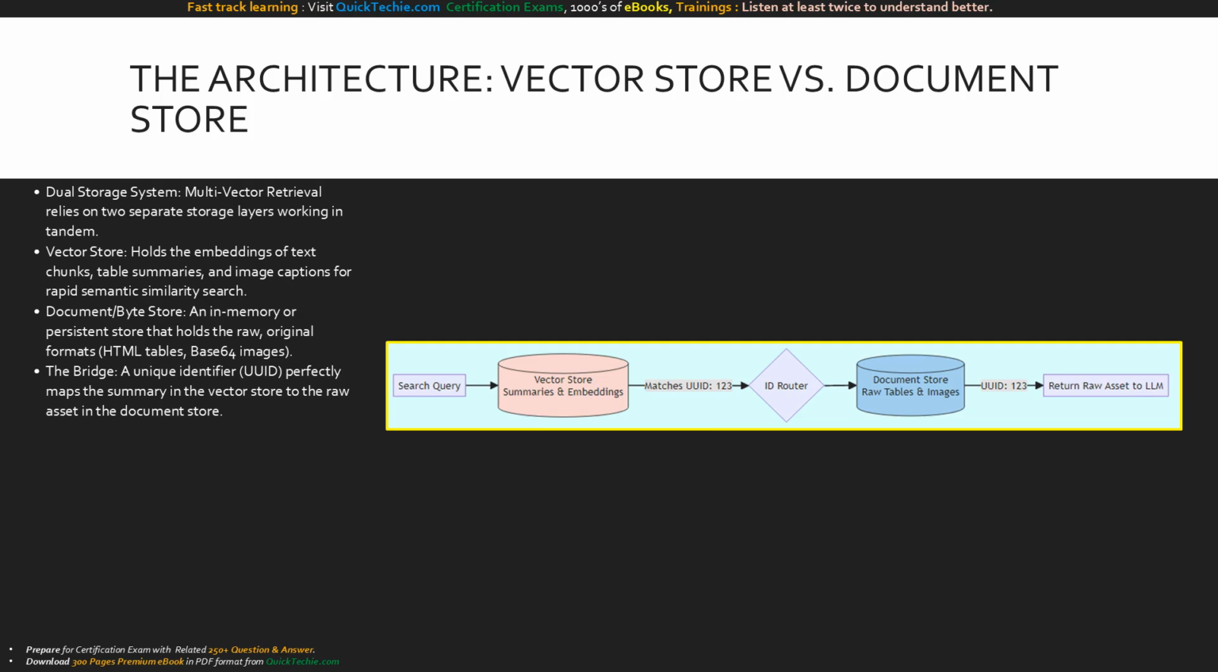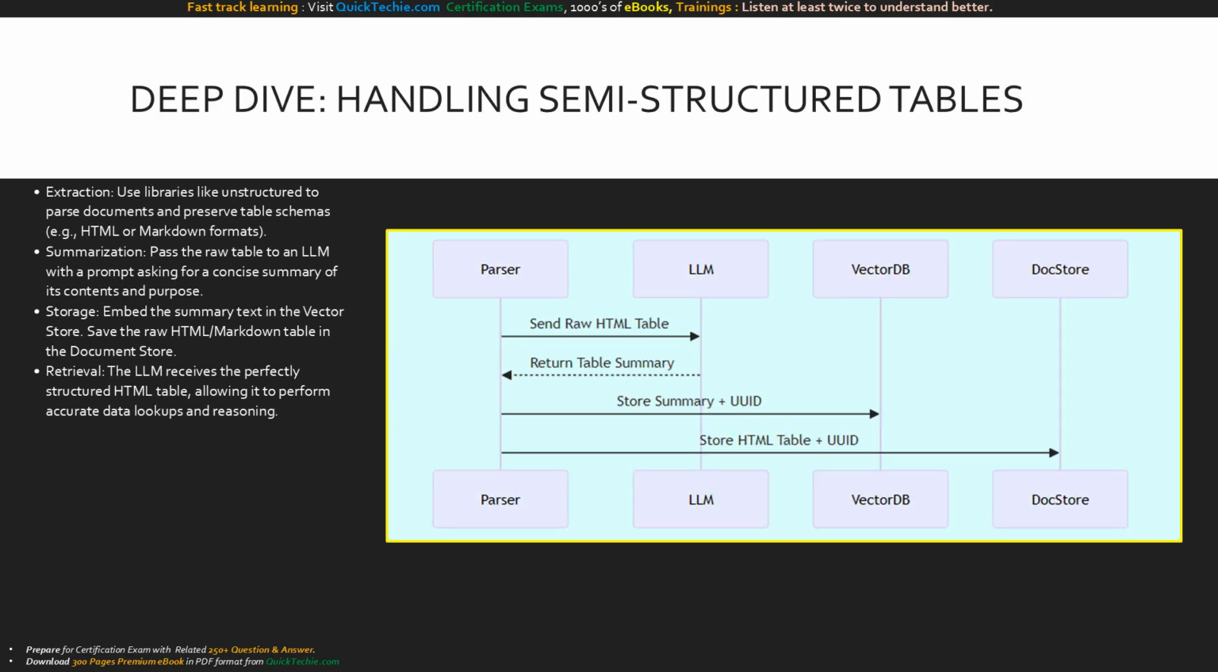A search query enters the system and queries the vector store on the left. The semantic search matches a summary and extracts its UUID, let's say, 123. This ID flows through the router directly into the document store on the right. The document store locates the raw asset associated with ID 123 and returns the intact table or image directly to the LLM for processing. Let us take a deep dive into handling tables.